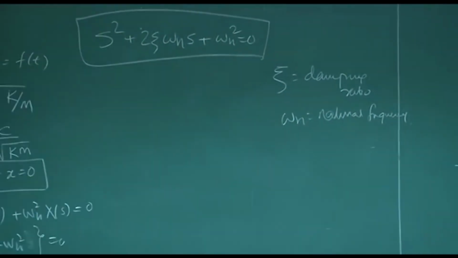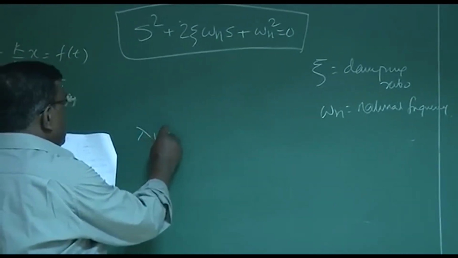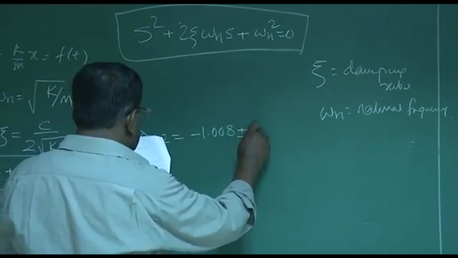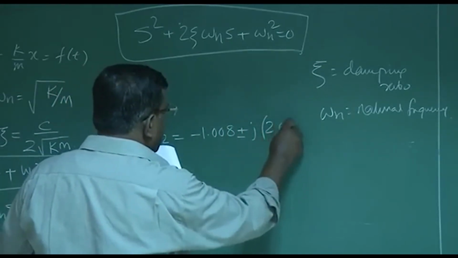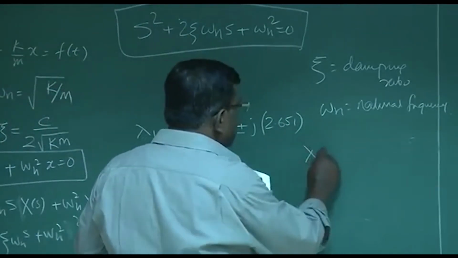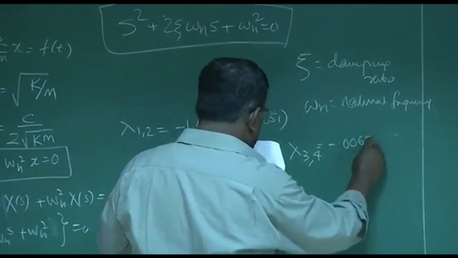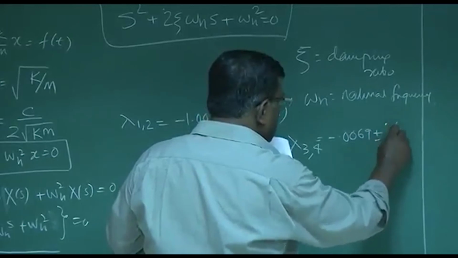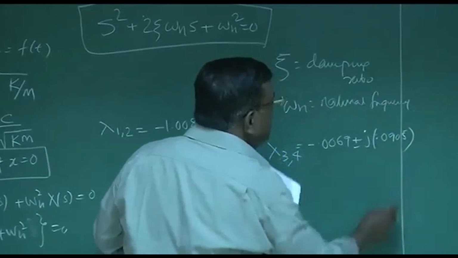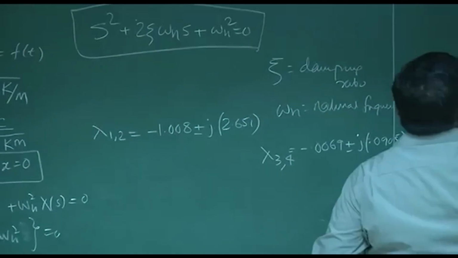Okay. Now we come back to our problem where we got the roots as, say, one pair of roots I got, lambda 1,2 equal to minus 1.008 plus minus j 2.651. Correct? Another, of course, was lambda 3,4 equal to minus 0.0069 plus minus j into 0.0905. These roots can also be displayed like this graphically.